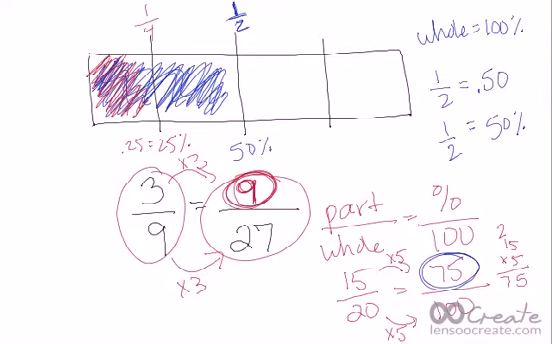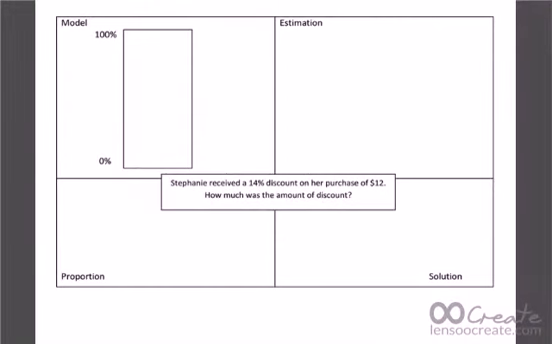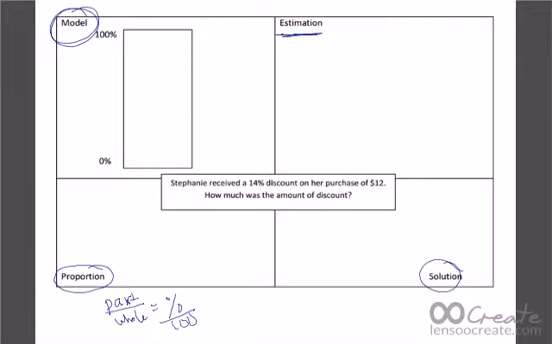Now that we've done this little reminder, let's look at that first problem on the packet that you have with the percent bars. And this basically has a bunch of different ways we can solve a problem. Okay? We can model it, which is what we're really going to talk about today. We can even do some estimation to make sure we're right. We can look at the proportion, okay? And we can even remember part over whole equals percent over 100. And then we have a box for our solution. And then, of course, in the middle is our word problem.